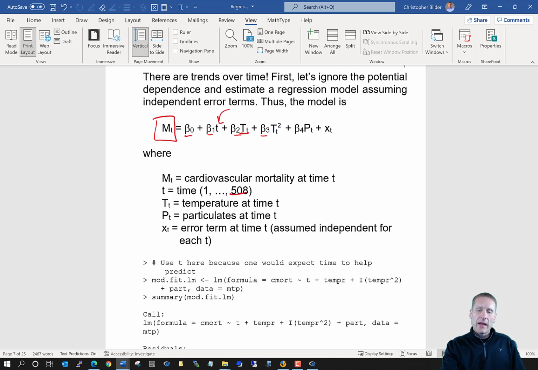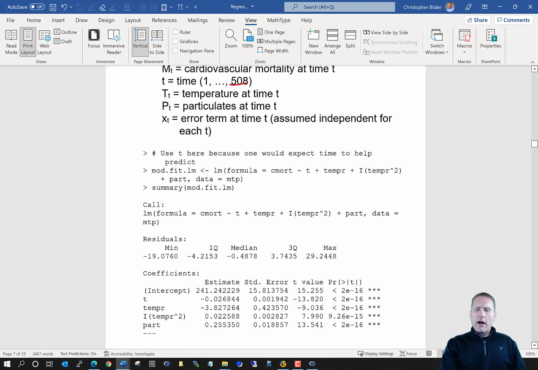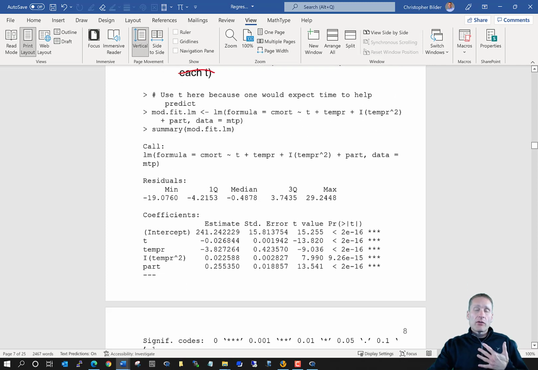Here's my temperature. And then the authors say a temperature squared is needed. So there's my temperature squared, the particulates, and then here's what we normally would think of as an error term, my x sub t. So I have x sub t is the error term. That shouldn't be there, assumed independent for each t. Excuse me about that. Now, at least initially, what we're going to do is look at what if I did assume independence for each t.